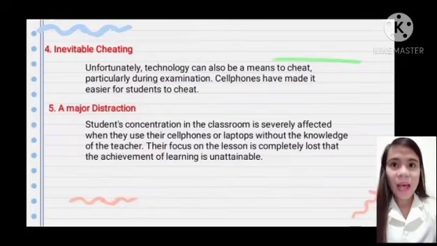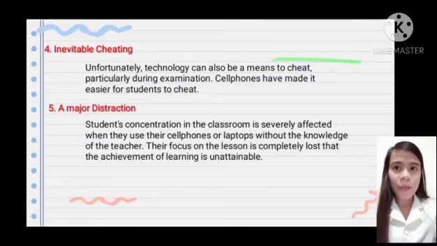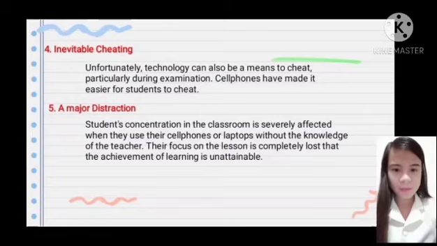Inevitable cheating. Unfortunately, technology can also be a means to cheat, particularly during examinations. Cell phones have made it easier for students to cheat.